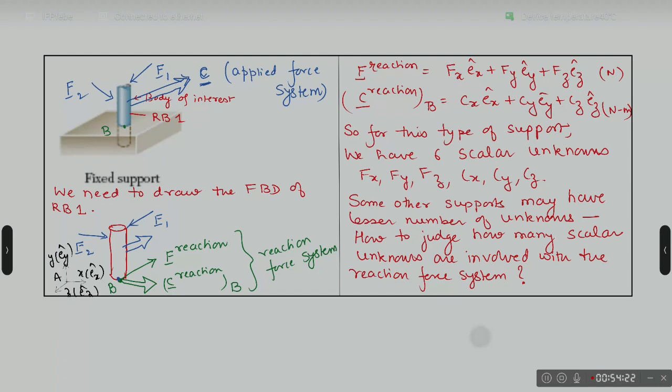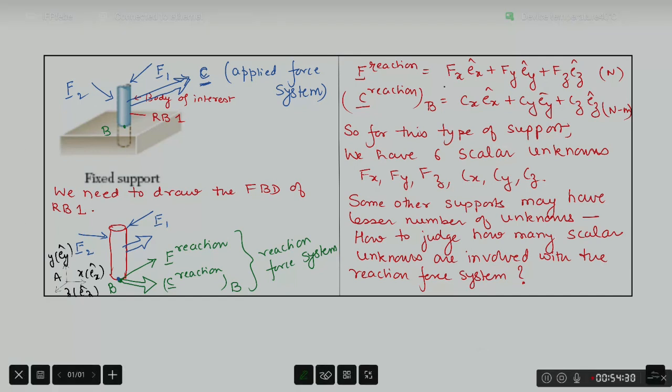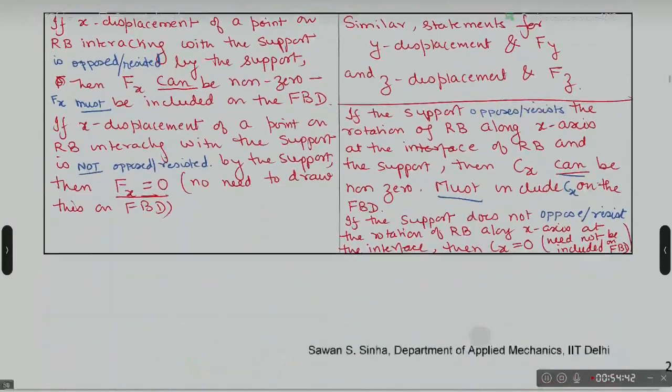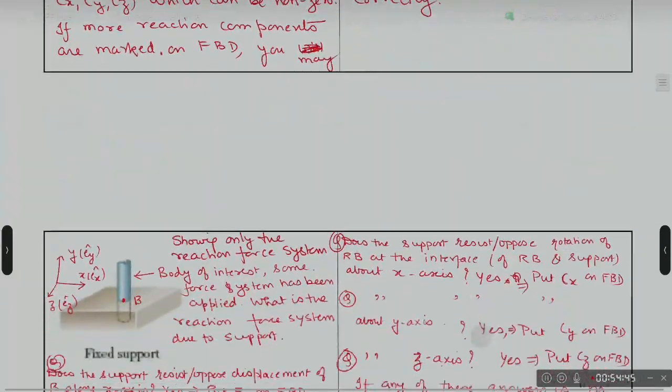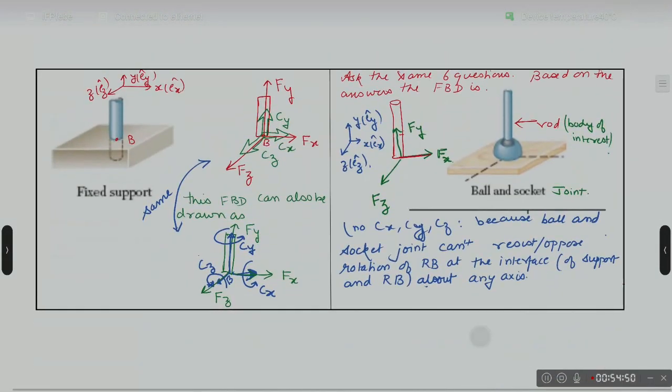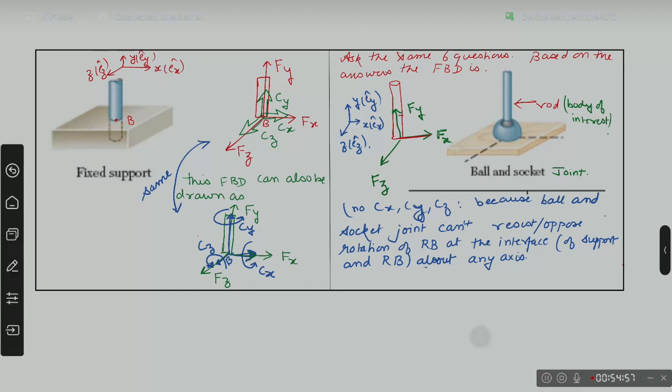Now let me show you, and I'll end my lecture with this example, one more example. Let's talk about the ball and socket joint. Fixed support I have already talked about. So you see, this is the RB of interest, and this is a special type of support which is called ball and socket, written here. You want to draw the FBD of the RB here.